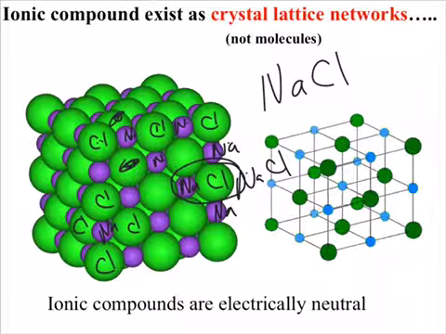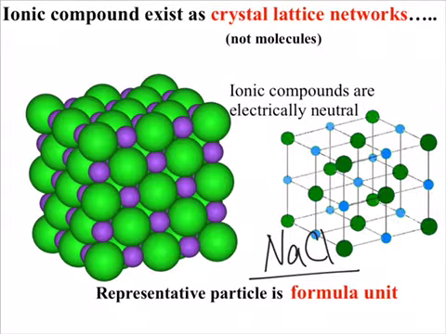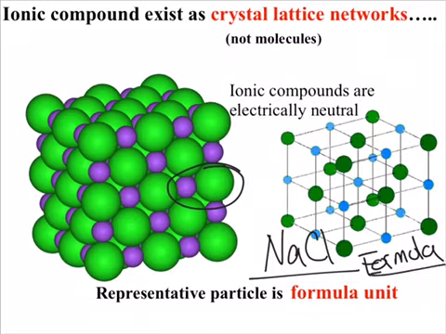That's a crystal. It's a repeating pattern of positive and negative ions in a crystal. So since there are no molecules, when we write the formula, we call that a formula unit. That's our representative particle here. We can just call it a formula. That would be okay. But we don't want to call it a molecular formula, because that's not exactly true. There's no molecule.